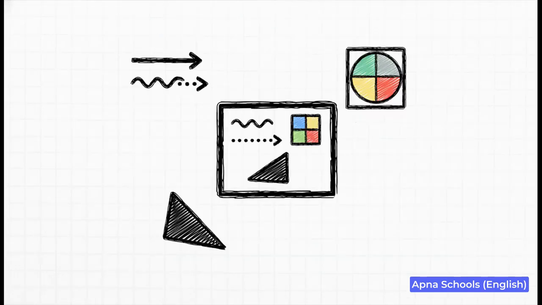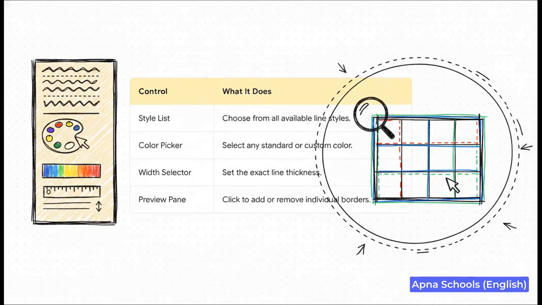But for the most powerful, most detailed work, there is one single place that brings everything we've talked about together. This is what I like to call the all-in-one control center for your table design. This is the Borders and Shading dialog box. Now, on the left, you've got all your controls neatly organized in one spot: the style list, the color picker, the width selector. But the real magic happens over on the right in that little preview pane. Think of it as an interactive mini-map of whatever cells you have selected.